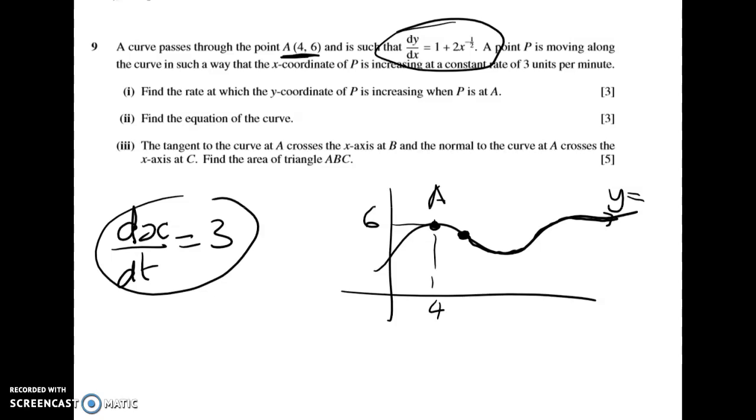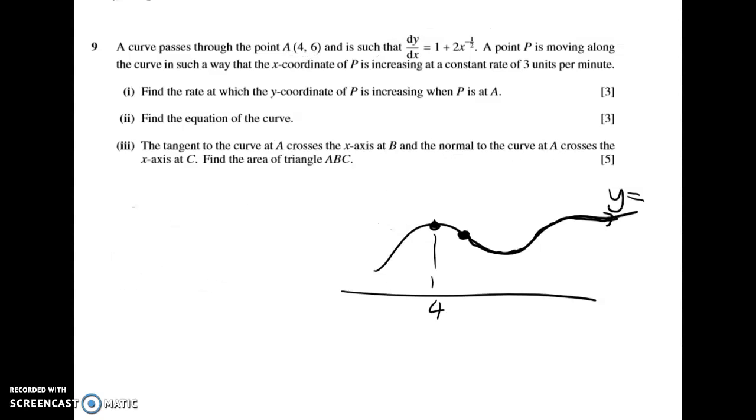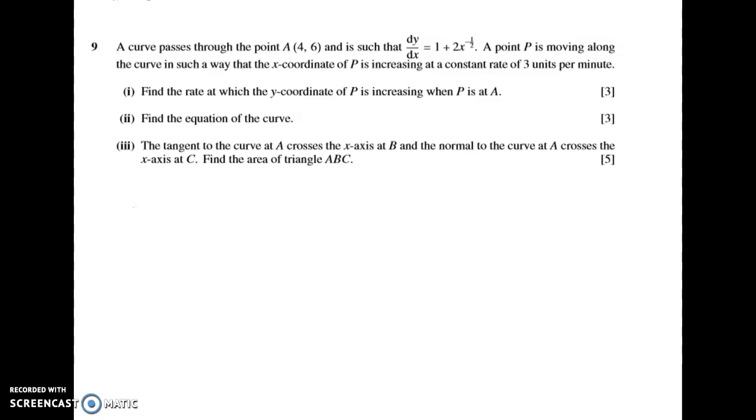And then the last question is looking at the tangent to the curve at A, which crosses the x-axis somewhere, and the normal to the curve at A crosses the x-axis at C. So in this question, we're going to find the equation of the tangent and the equation of the normal, and it's all being done at point A. So there's nothing in here that is really conceptually difficult. There's just a little bit of making sure you don't make silly mistakes as usual. So let's get started.